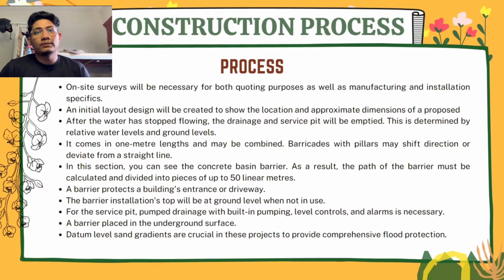It comes in 1 meter lengths and may be combined. The equipped pillar may shift direction, or the wheel may run in a straight line. In this section, you can see the concrete base of the barrier. As a result, the barrier must be incorporated and divided into pieces of 500 meters. A barrier protects a building entrance and driveway. And lastly, the datum level and gradient are crucial in the project to provide comprehensive flood protection.